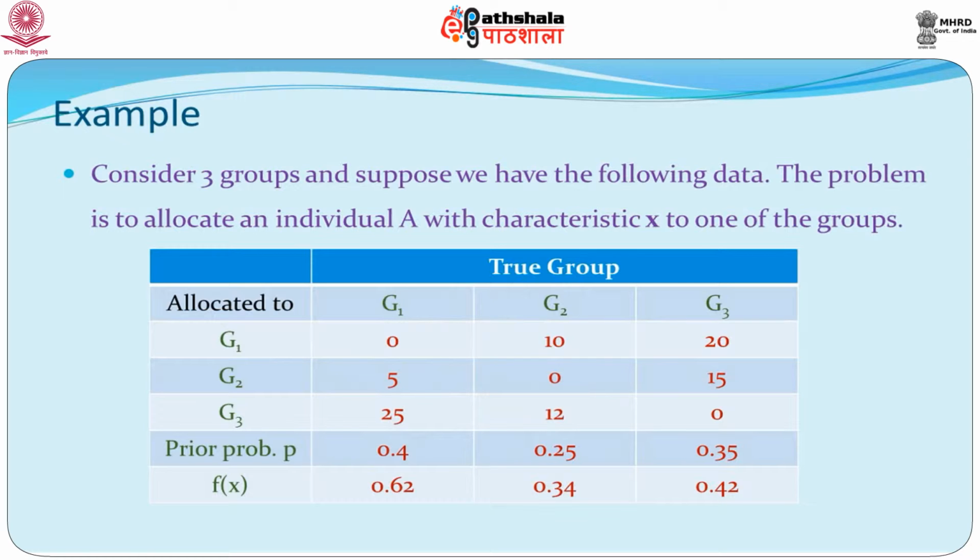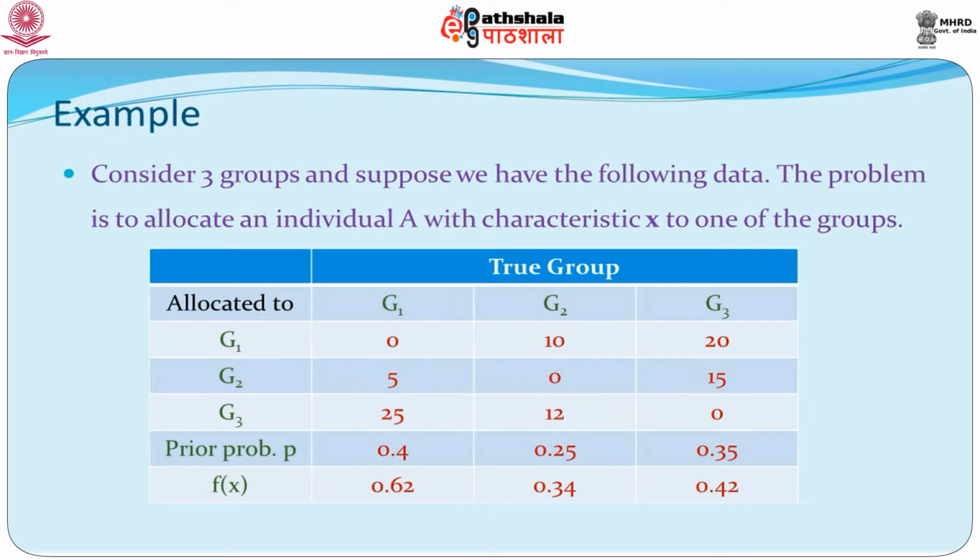So, if you look at the top, you have G1, G2, G3, these are the actual groups to which the individual belongs, and the allocated groups G1, G2, G3 are the ones he has been put into on the basis of the classification rule. You see that the diagonals are 0 because the cost of correctly classifying is 0, and then you have the cost 10, which is the cost of classifying an individual from the second group into the first group. Similarly, 20 is the cost of classifying an individual from the third to the first group. So, this is the first 9 observations that we have.